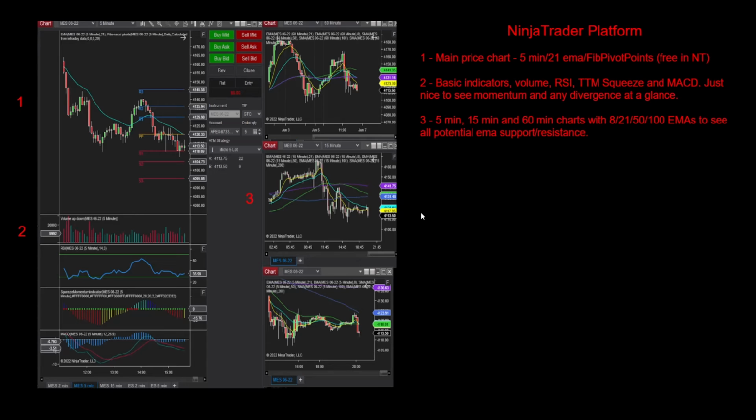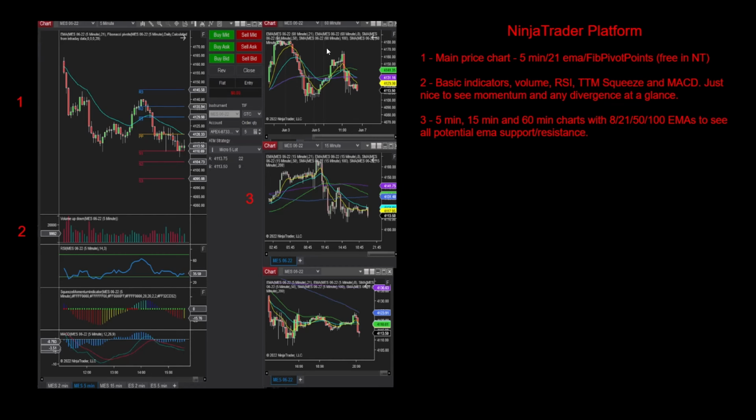My MbTrader platform is very simple, basic, not too much like thinkorswim. I try to keep it as clean as possible as far as the price chart goes. This main one, number 1, is my main price chart where I place all my trades. Keep it clean. These lines right here are the Fibonacci pivot points, which are in MbTrader. They come free. You just have to go to indicators up top and enable them. Number 2 has basic volume, RSI, the squeeze, and I have the MACD. Just a quick reference so I can see where momentum is and if they're all moving the same direction or if there's some divergence between them.